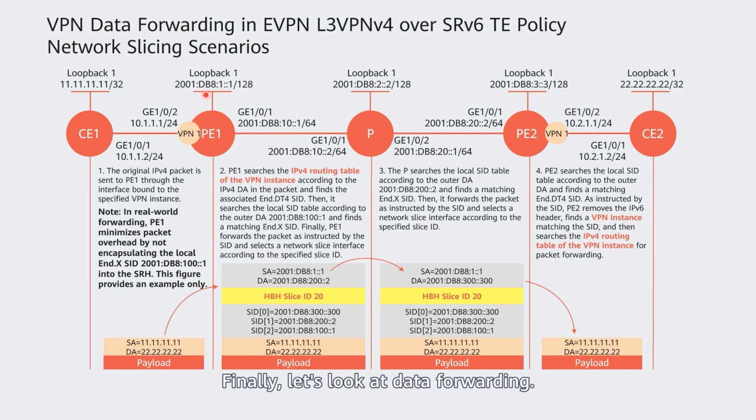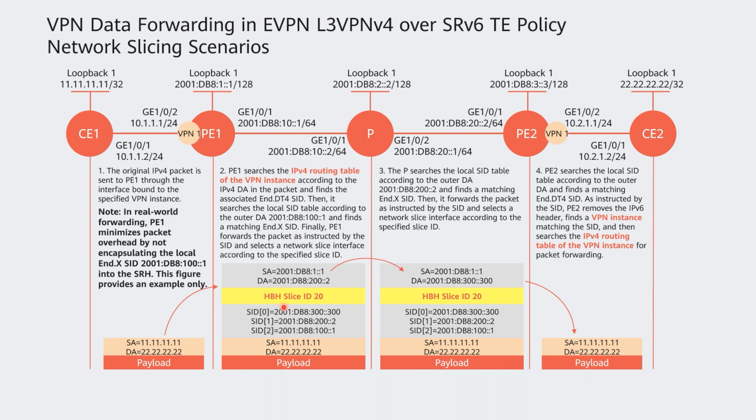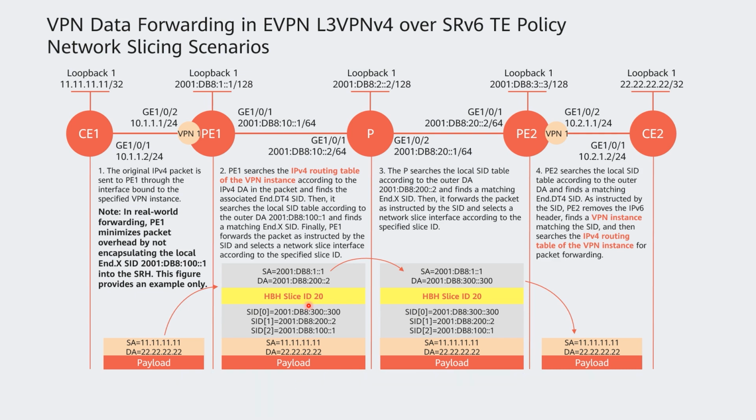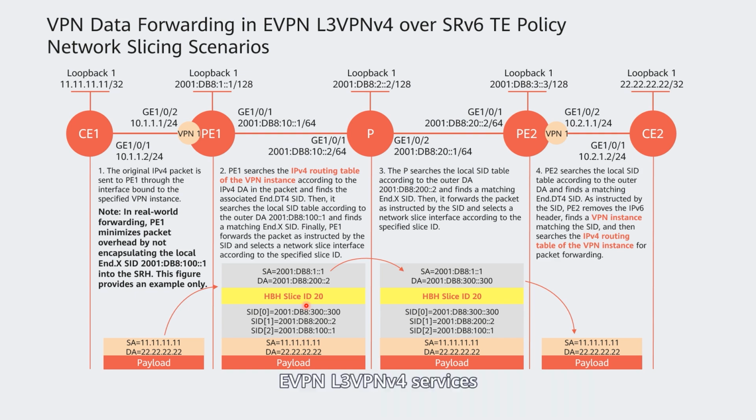Finally, let's look at data forwarding. In EVPN Layer 3 VPNv4 over SRv6 TE policy network slicing scenarios, the ingress also encapsulates an HBH, which carries a slice ID. During forwarding, each node selects a network slice interface with the same slice ID as that in the HBH. The interface is selected from the network slice interface group corresponding to the outbound interface. In this way, EVPN Layer 3 VPNv4 services can be carried on the dedicated slice network.